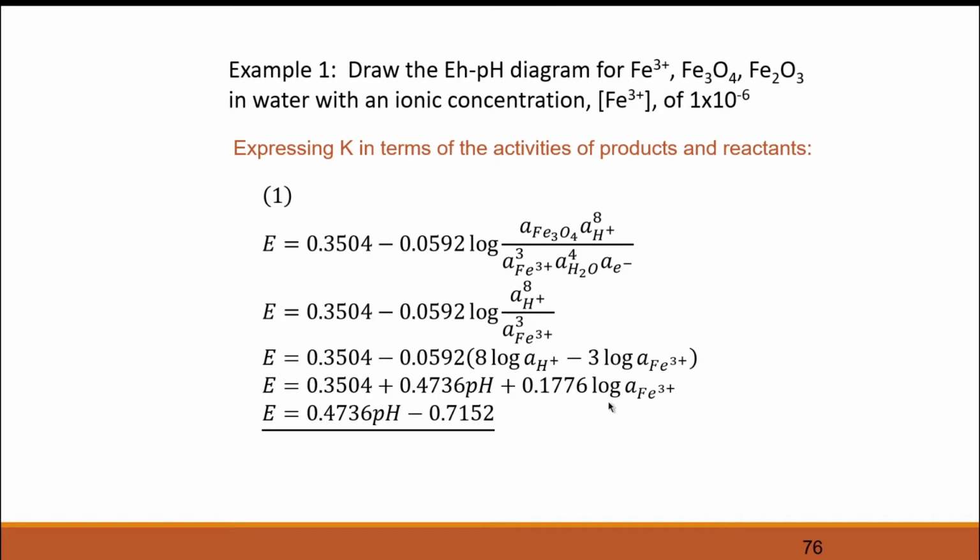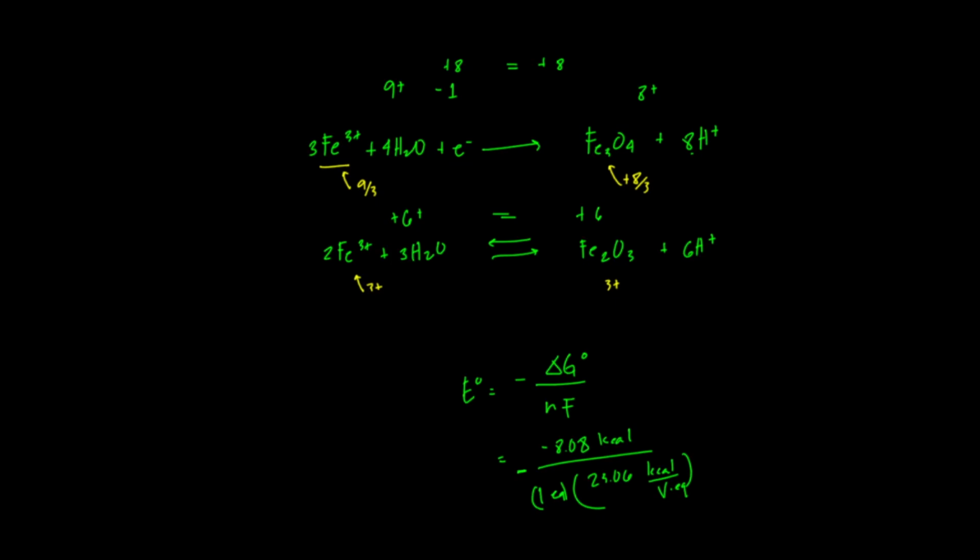Okay, now if we distribute, 0.0592 times 8 gives us 0.4736, and that's negative, but since it is pH, the negative goes away. I'll show this on my whiteboard so you can see it better. So let's just copy this. Let's move to the whiteboard. Maybe I can erase this, and let's copy it.